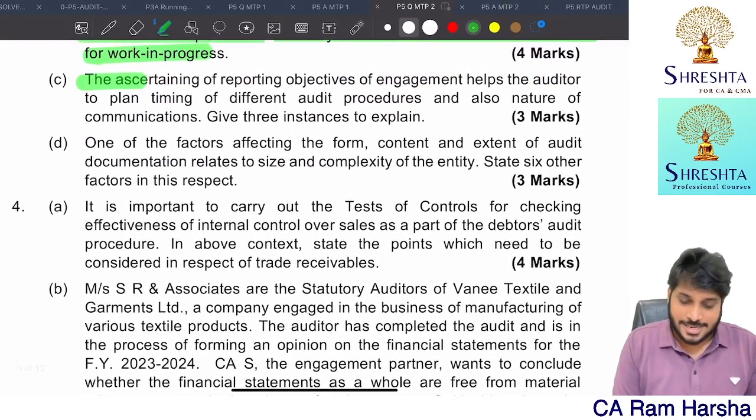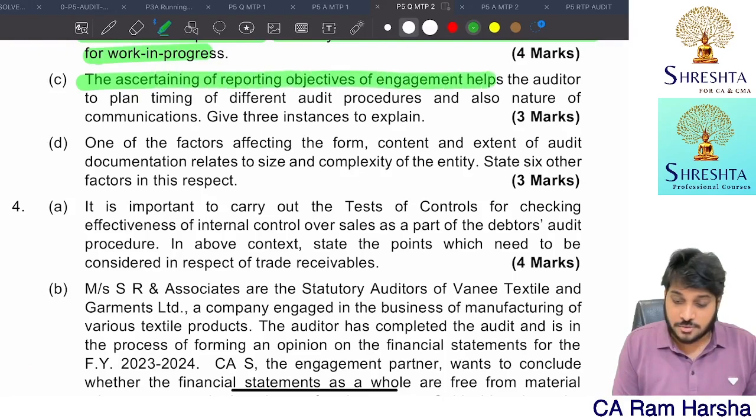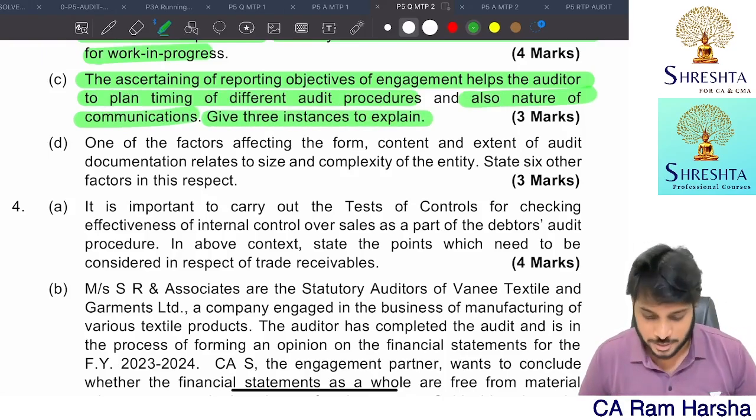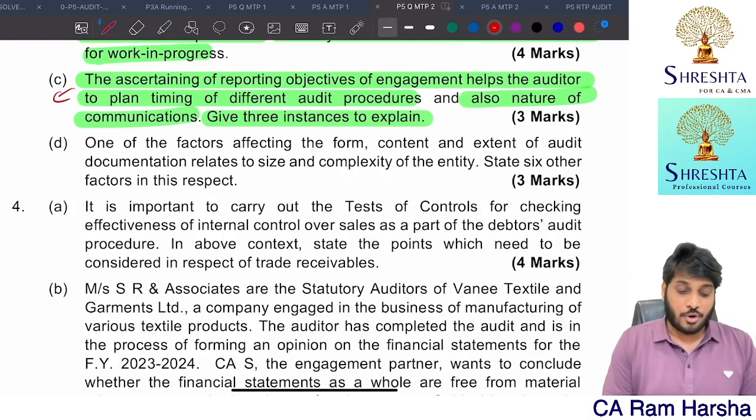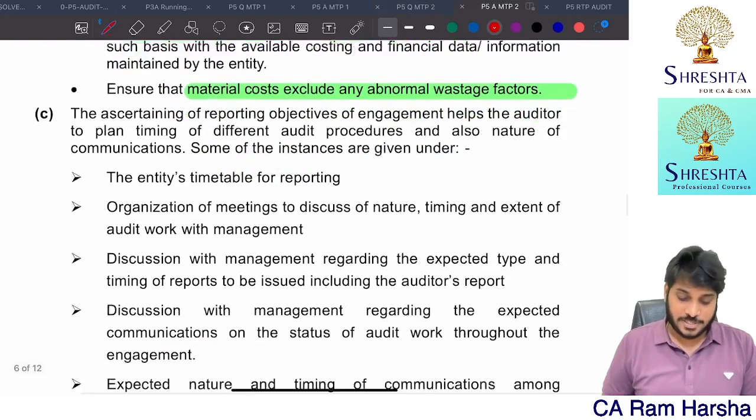3C question. The ascertainment of reporting objectives of engagement helps the auditor to plan timing of different audit procedures and also nature of communications. Give 3 incidents to explain. Reporting objectives of the engagement team, audit strategy, overall audit strategy. One of the factors is reporting objectives. Inside that, any 3 points have to be given. It's an audit strategy question, a straight question.